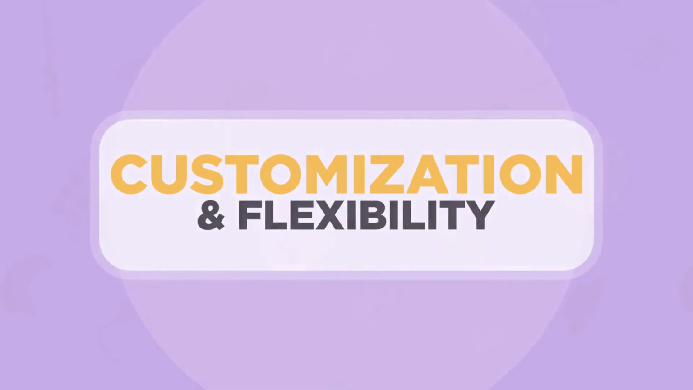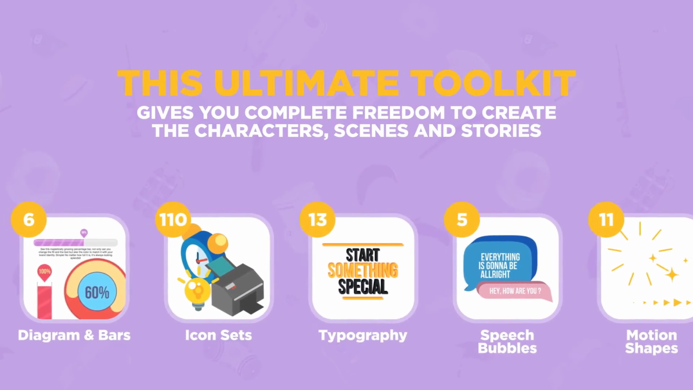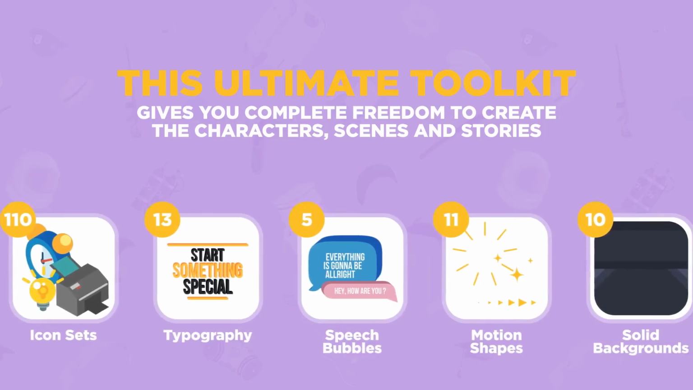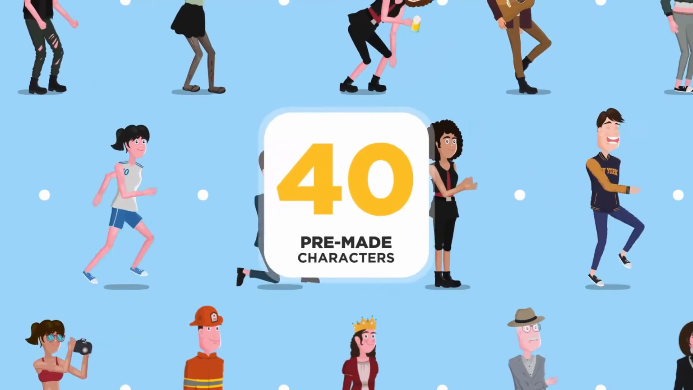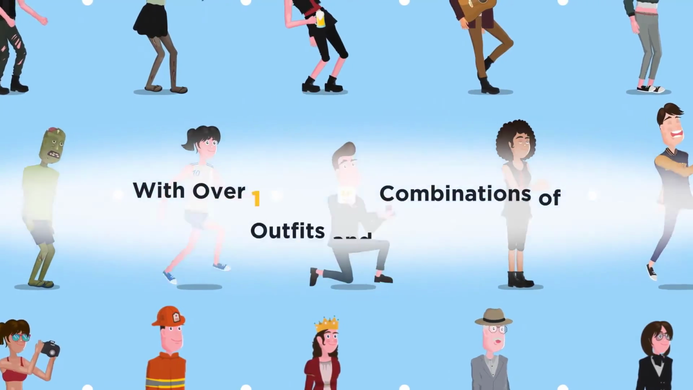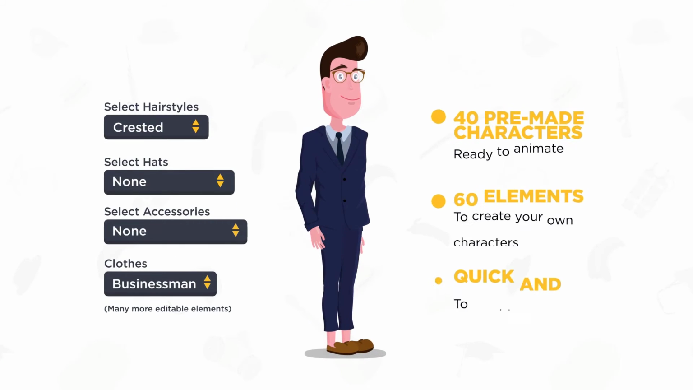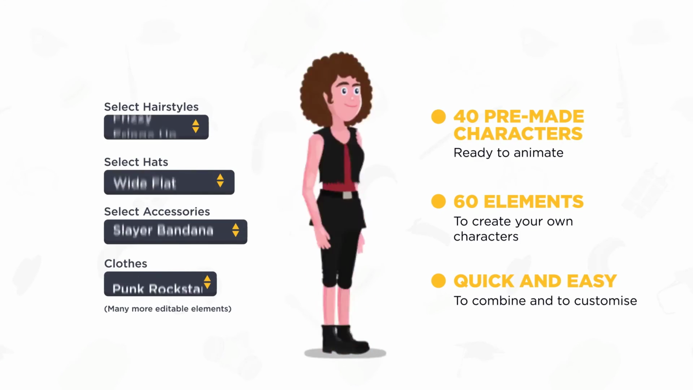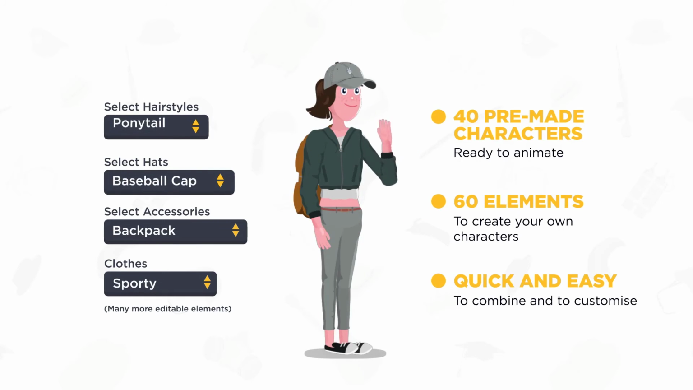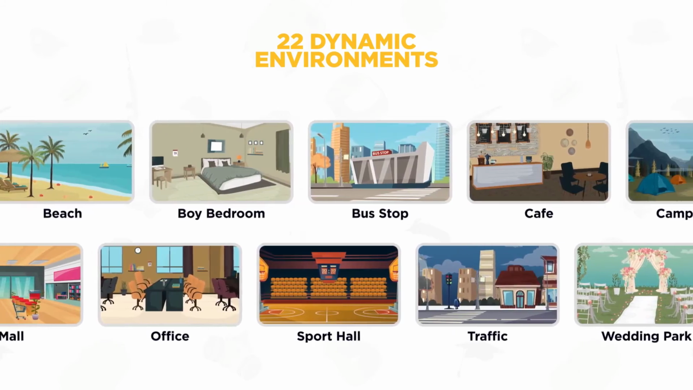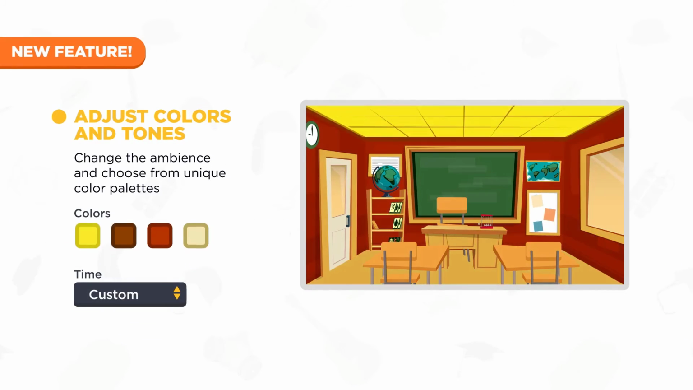Customization and flexibility. This ultimate toolkit gives you complete freedom to create the character, scenes, and stories that your audience needs to see. There are 40 pre-made characters with over 10 billion combinable outfits and poses. You can customize everything from skin texture and facial expressions to hairstyles and accessories, and then place your characters within our 22 dynamic environments. You can adjust the color palette and ambience, and even add speech bubbles and animated icons.